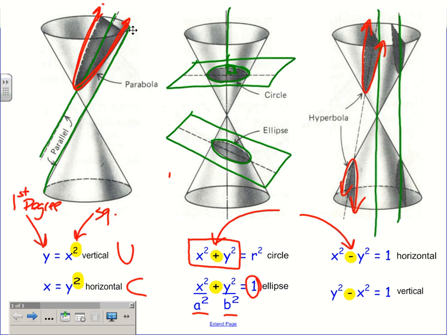So this is a little introduction to conics. This is a good lesson, again, to come back to maybe after each other lesson to see how it relates to the other ones.